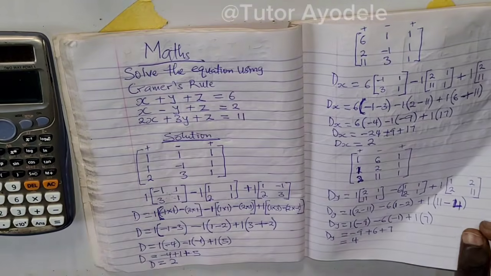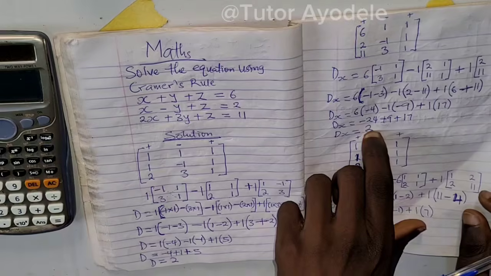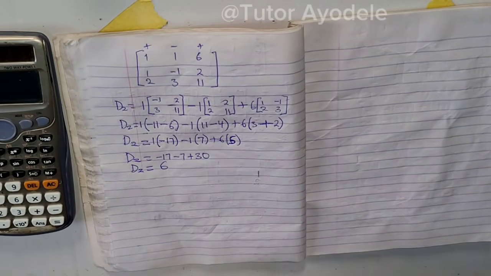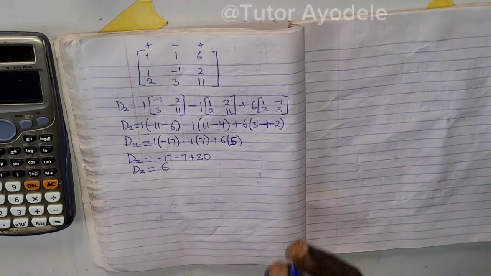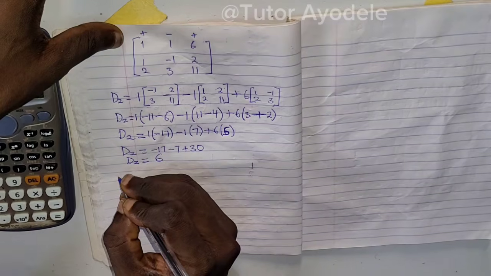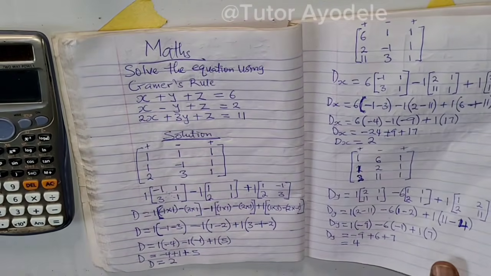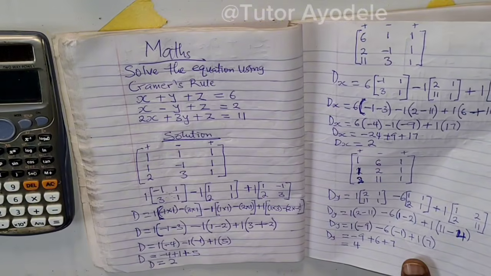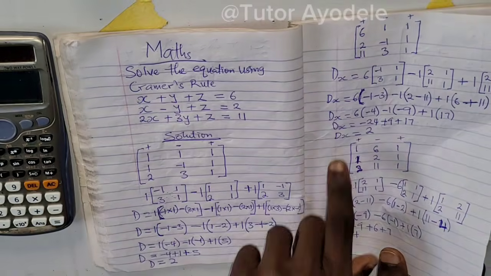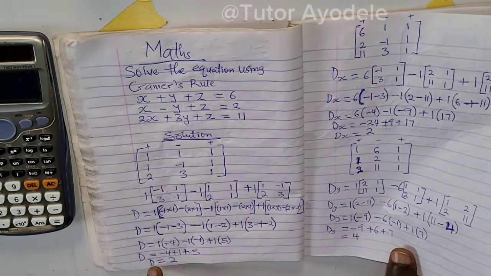Now we have gotten the determinant itself, which is this. We have gotten the determinant of x to be this. We have gotten the determinant of y to be this. And we have gotten the determinant of z to be this. So one more thing to do is, therefore, to get the value of x, y, and z. So to get the value of x, it will be determinant of x over the general determinant. You will divide everything here with the general determinant here, which is this one.